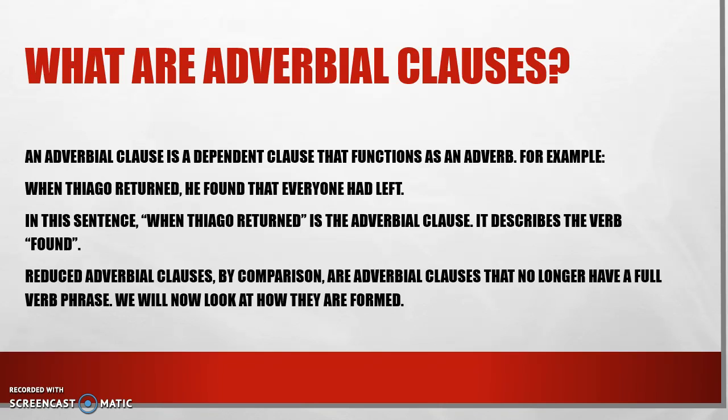What are adverbial clauses? An adverbial clause is a dependent clause that functions as an adverb. For example, in the sentence, when Tiago returned, he found that everyone had left, when Tiago returned would be the adverbial clause. It describes the verb found. Reduced adverbial clauses, by comparison, are adverbial clauses that no longer have a full verb phrase. We will now look at how they are formed.